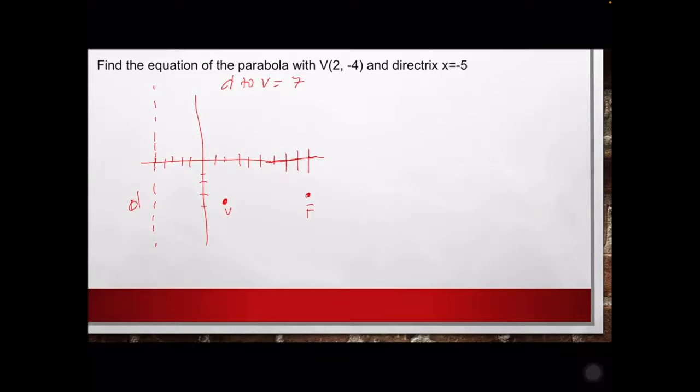So, pumunta na siya sa right. Therefore, we have to use Y minus K squared is equal to 4A times X minus H. So in this case, this will be H and this is your K. So magkaroon tayo ng Y. Parang nasagot na natin ito. This is positive 4 ulit. Is equal to 4 times 7, then X minus 2. Then Y plus 4 squared is equal to 4 times 7 is 28, X minus 2.